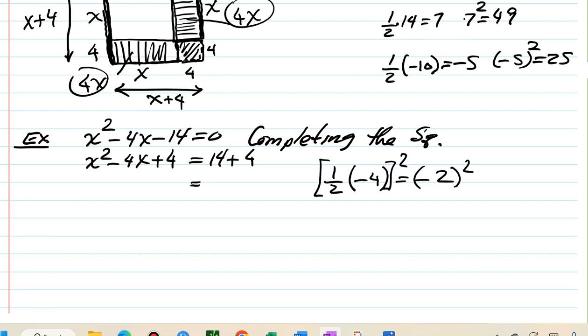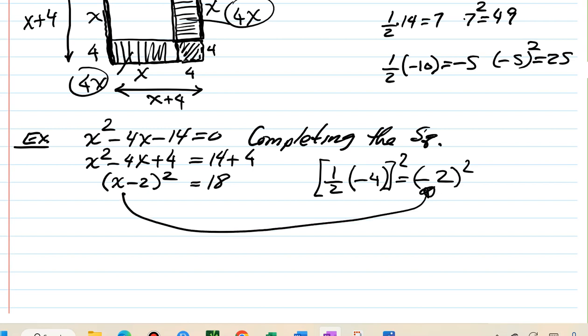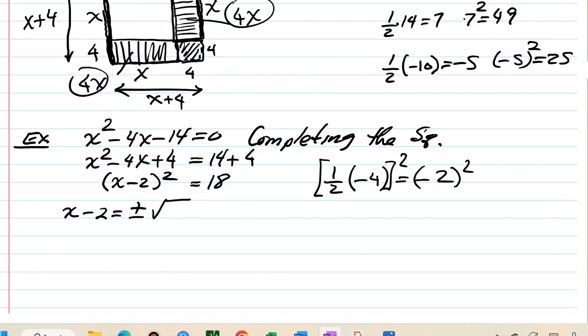So on the right side, now we have 18. And to the left, this is a perfect square trinomial. It's going to be x minus 2 squared. Remember this number, the negative half of the coefficient on x, that's what goes in here. Okay, and there we have it. Now we can actually apply the square root property. Let's take the square root of both sides, and when we do, we get x minus 2. Don't forget the plus or minus square root of 18.